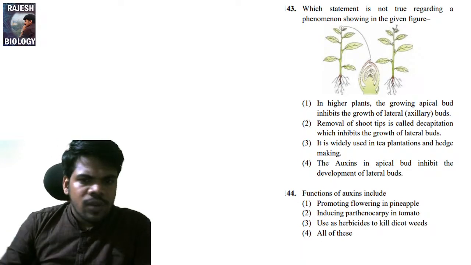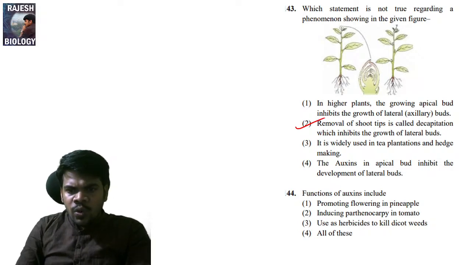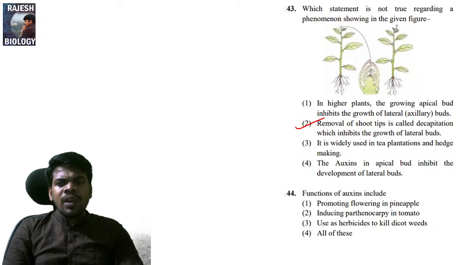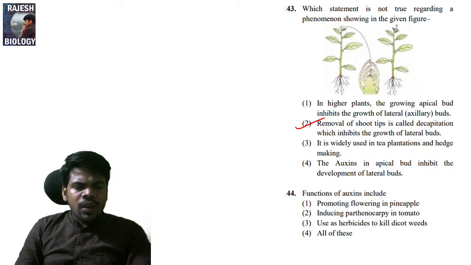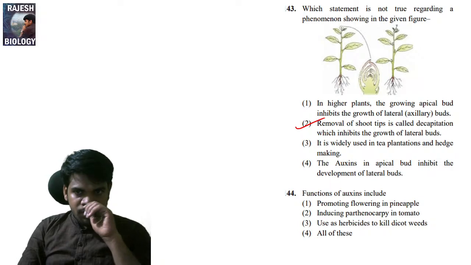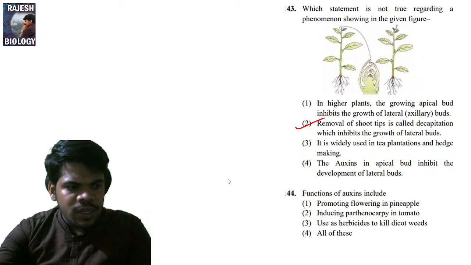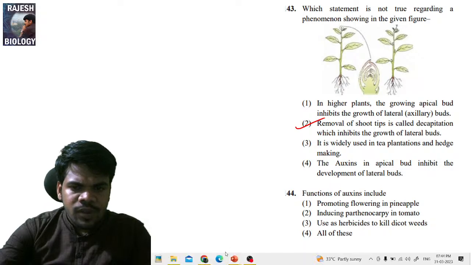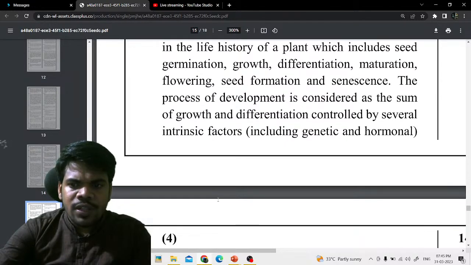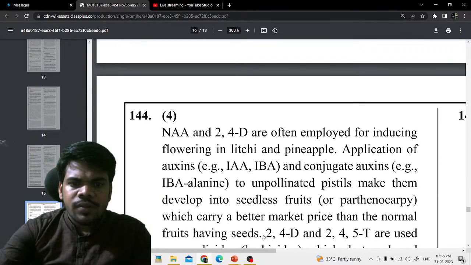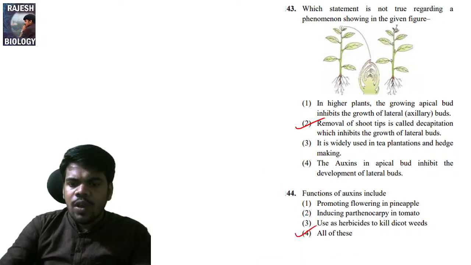44. Removal of shoot tips. It is not correct. Come to the 44. Functions of auxins include promoting flowering in a pineapple, inducing parthenocarpy in a tomato, used as a herbicide to kill the dicot weeds, or all of these. Yes, Chandrika, are you going to give the answer? Let me check. Yes, 44, 4 you are saying, right? Yes, 4 is correct. All of these are the functions of auxins.